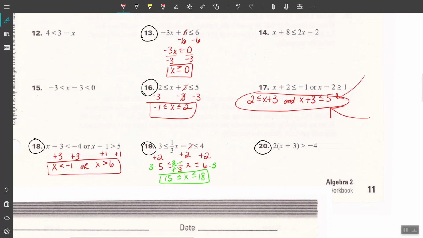Okay, and then on number 20, this requires distributing. So if we need to get that x solved for, then we can distribute first. We could also divide through by that 2. Because the 2 is being multiplied by x plus 3, we could go ahead and divide by 2. And that gets rid of the 2. And we end up with x plus 3 is less than -2. You could do it that way, or you could distribute the 2 to the x, the 2 to the 3, and then go from there. Either way would work. And neither way is better than the other. I'm going to subtract 3 from both sides, and I'll end up with x is greater than -5.